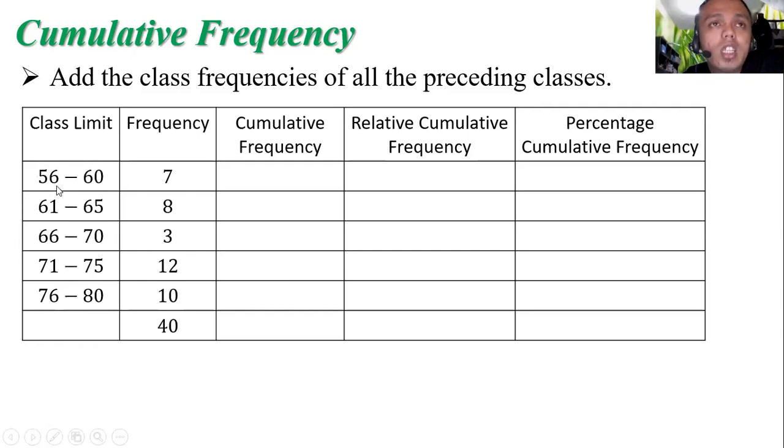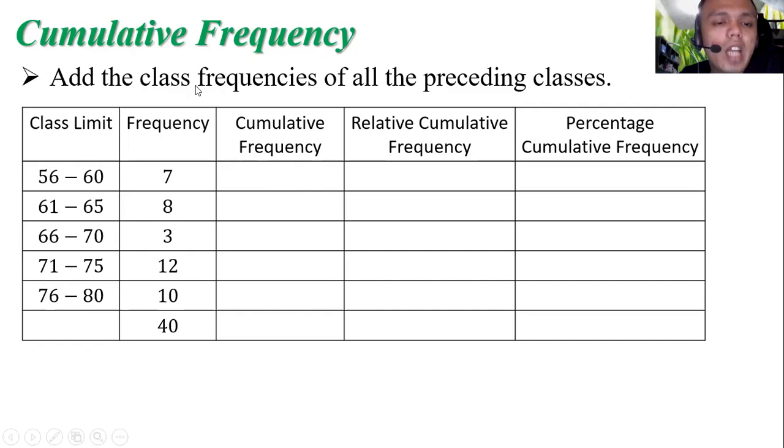Okay, since we started from top to bottom, which is increasing, we also count the cumulative frequency from top to bottom. We cannot deviate from that. If the class limits go top to bottom but we start the cumulative frequency from bottom to top, we will make a mistake. So we also start from top to bottom.